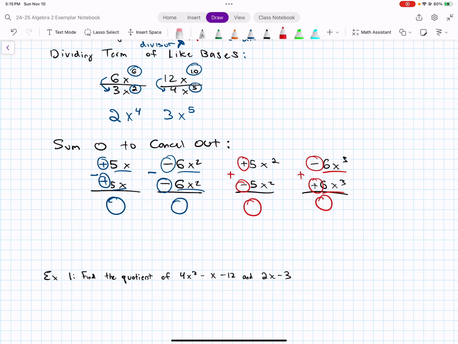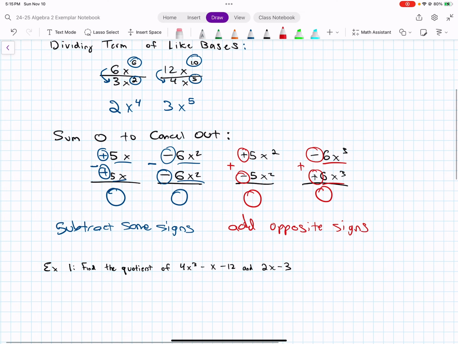So this concludes that we subtract like terms of the same signs, and we add like terms of the opposite signs. Again, same signs, subtract; opposite signs, add.